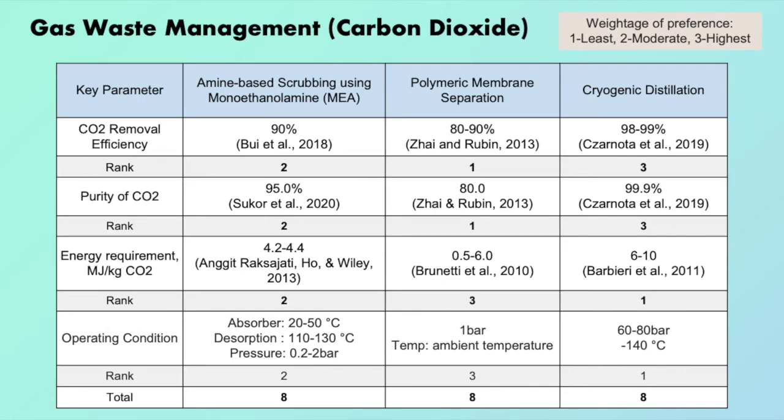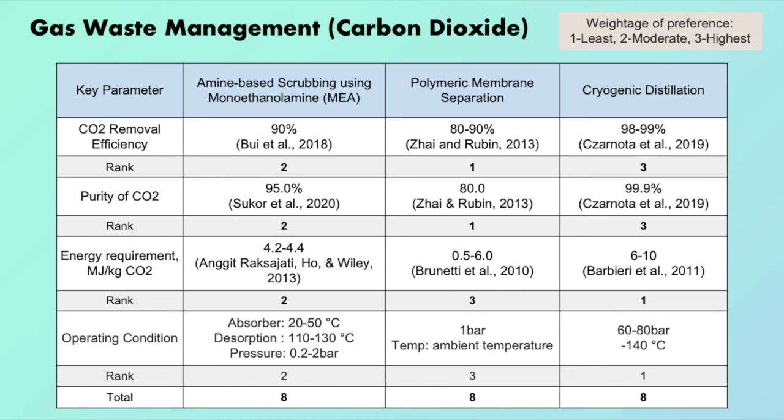For our gas waste management, we are using common carbon capture and storage (CCS) technology for post-combustion carbon capture. Here we deduce three types of common CCS technology, which are amine-based scrubbing, polymeric membrane separation, and cryogenic distillation. As you can see, we did a weightage score for each of the technologies here. First, we compare the percentage removal and purity.